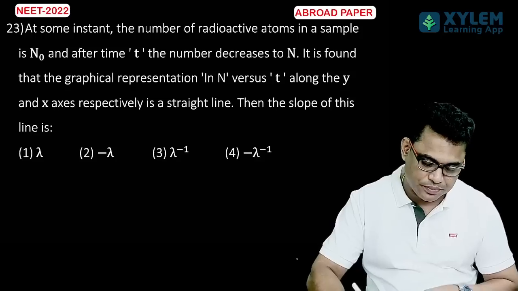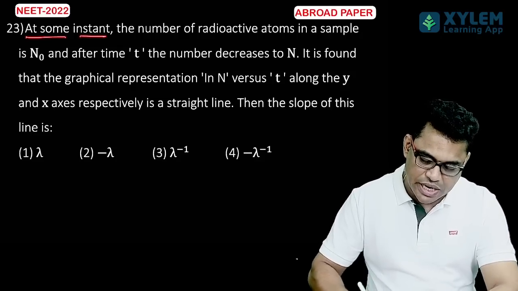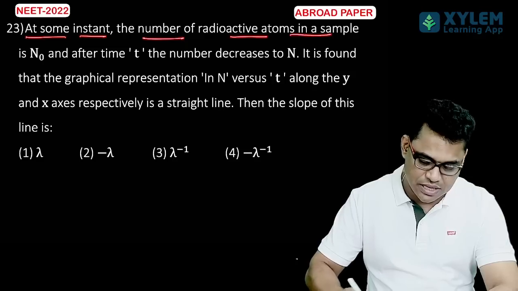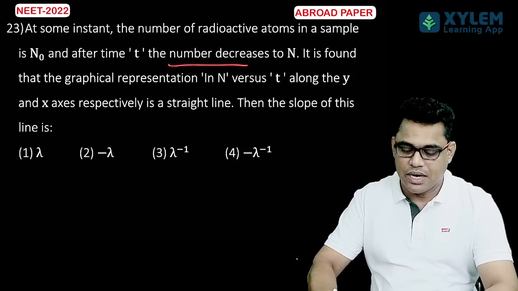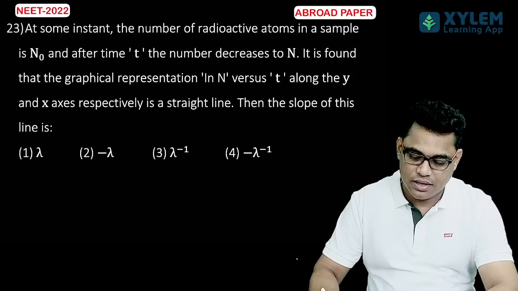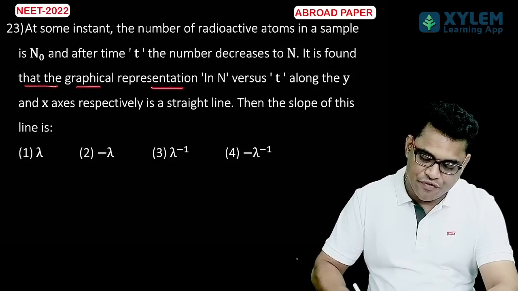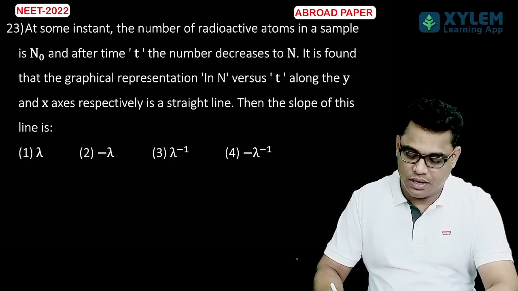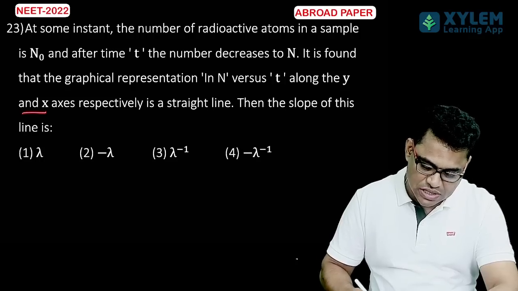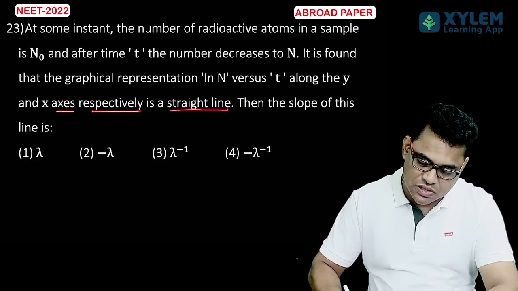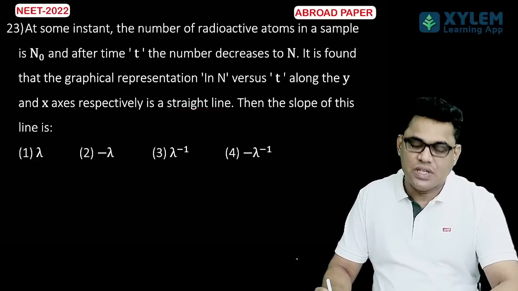23rd question. At some instant, the number of radioactive atoms in a sample is N0 and after the time t, the number decreases to N. It is found that the graphical representation of log N versus t, along the y-axis and the x-axis respectively, is a straight line. Then the slope of this line is.